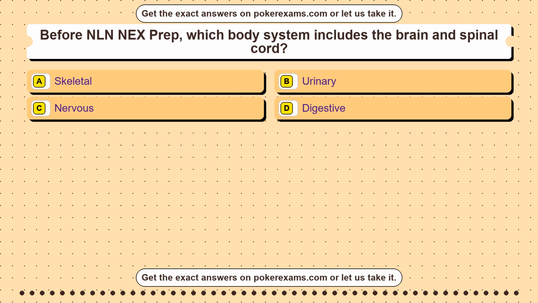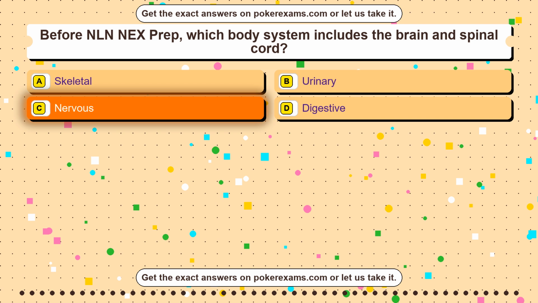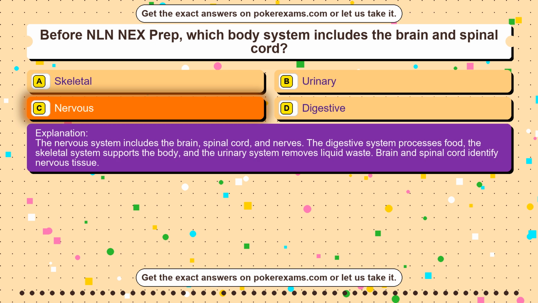Question 35. Before NLN NEX Prep, which body system includes the brain and spinal cord? Option A skeletal. Option B urinary. Option C nervous. Option D digestive. The correct answer is option C. Nervous. The nervous system includes the brain, spinal cord, and nerves. The digestive system processes food, the skeletal system supports the body, and the urinary system removes liquid waste. Brain and spinal cord identify nervous tissue.